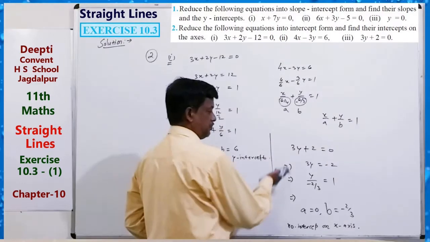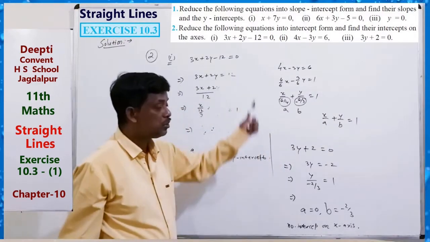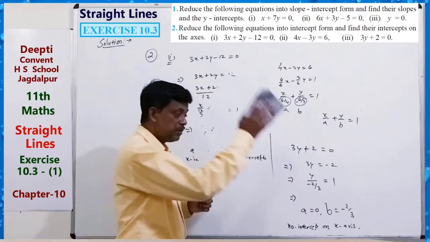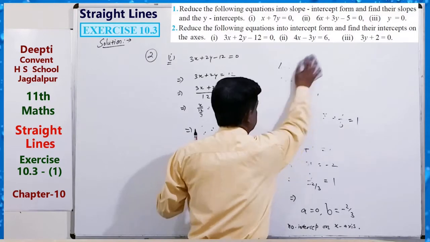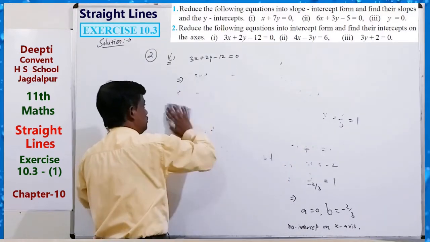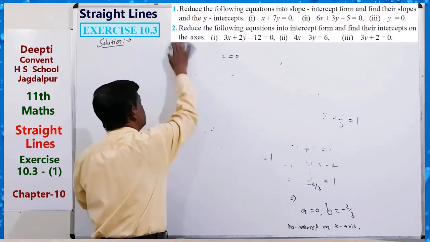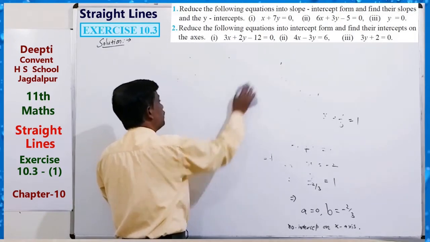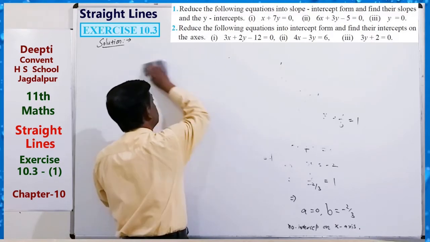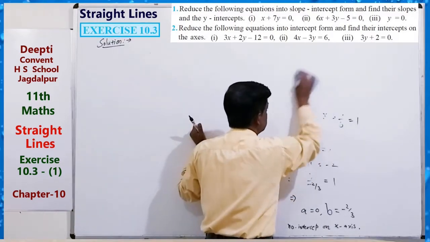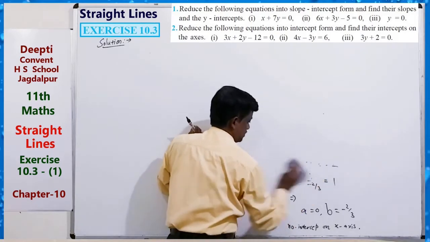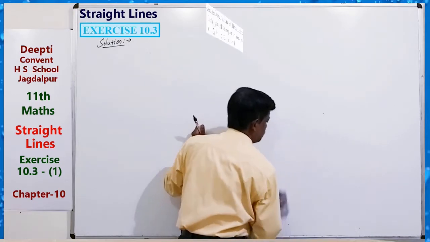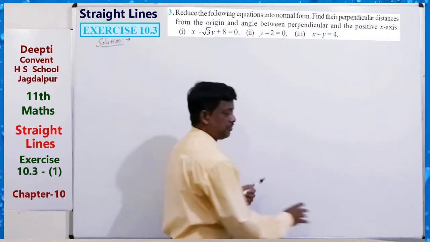Now question third. Reduce the following equation into normal form and find the perpendicular distance from the origin. That is P. We have to find P and the angle between the perpendicular and the positive direction of x-axis. Okay, so we just have to find alpha and P. We know the normal form.